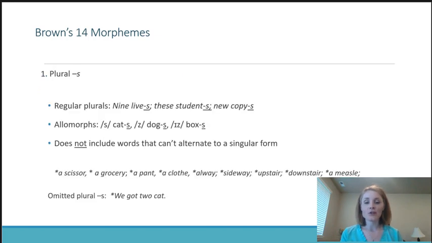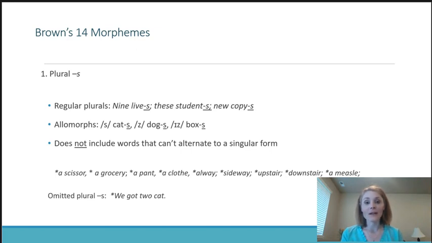So in English, to make a noun plural, we add an s to the end. For regular plural, this would not include irregular plurals such as children, people, or teeth. Some examples would be the S in lives, in 9 lives, the S in students, the second S in these students, or the S in copies, new copies. And notice that orthographically, these are all represented by the letter S.